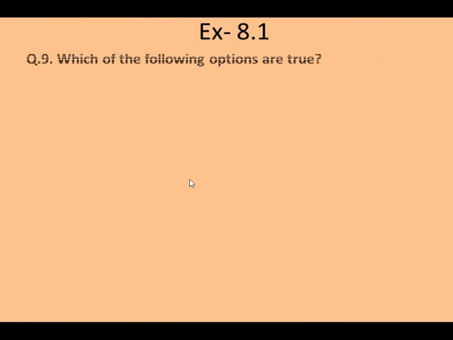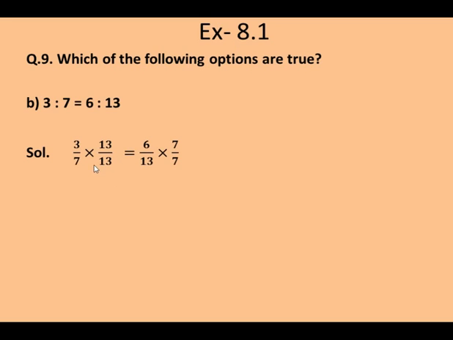Then B part, 3:7, 6:13. So here what we have done, we have multiplied to make the denominator same. So what we have got, 39 upon 91 and 42 upon 91. Okay. So we have made the denominator same. Now compare the numerators, they are not equal. So we can say that 3:7 is not equal to 6:13. Okay. False.